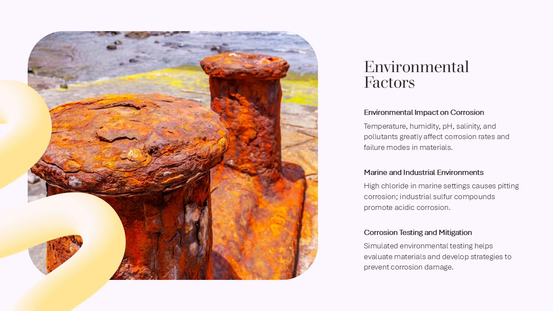Corrosion testing often involves simulating these environments to assess material performance under realistic conditions. Engineers must evaluate how fluctuating environmental conditions impact corrosion risk over time. Understanding these factors allows engineers to tailor testing protocols and select materials that can withstand specific exposures. Environmental awareness also supports the development of mitigation strategies, such as material upgrades or environmental control measures.